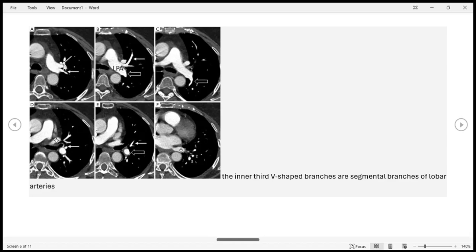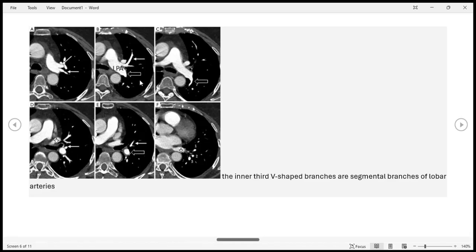These lobar branches give segmental branches. The segmental branches are the second order branches. These segmental branches give subsegmental branches. The subsegmental branches are the third order branches.